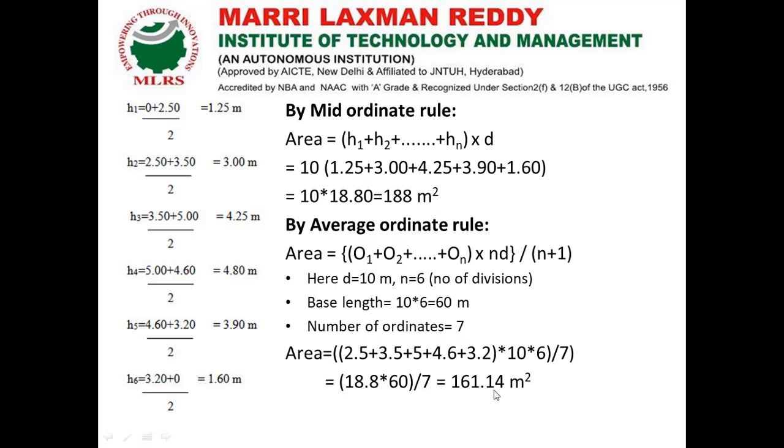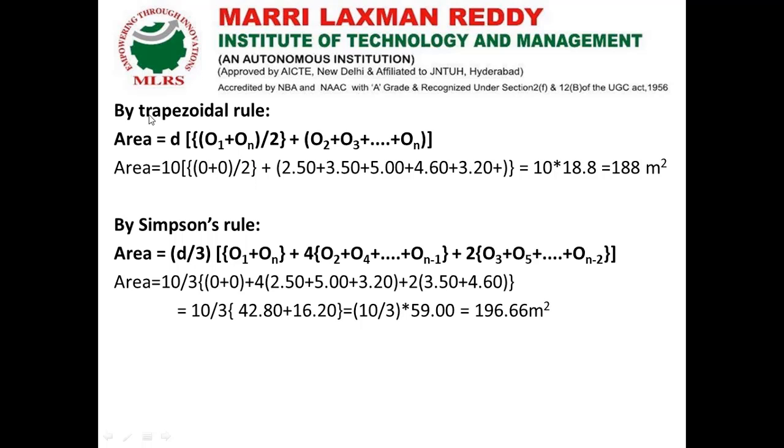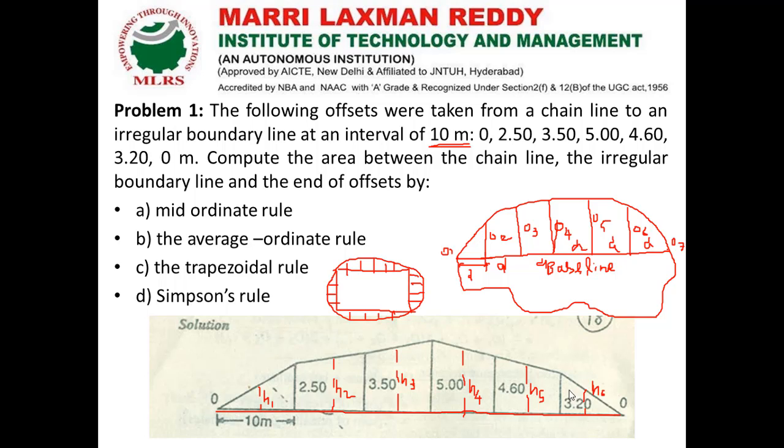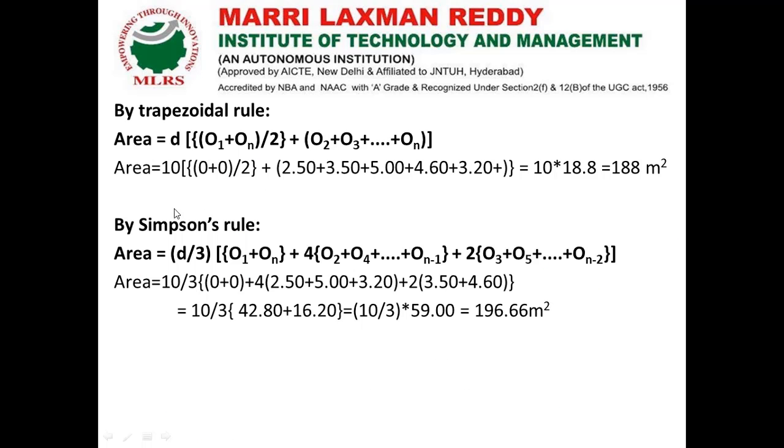Next, by trapezoidal rule. We all know the formula: distance d into first ordinate plus last ordinate divided by 2 plus the remaining ordinates. So the distance is 10, our first and last ordinates are 0, divided by 2 it becomes 0, then plus remaining ordinates, so 2.5 plus 3.5 plus 5 plus 4.6 plus 3.2. By multiplying these terms I am getting the answer of 188 meter square.